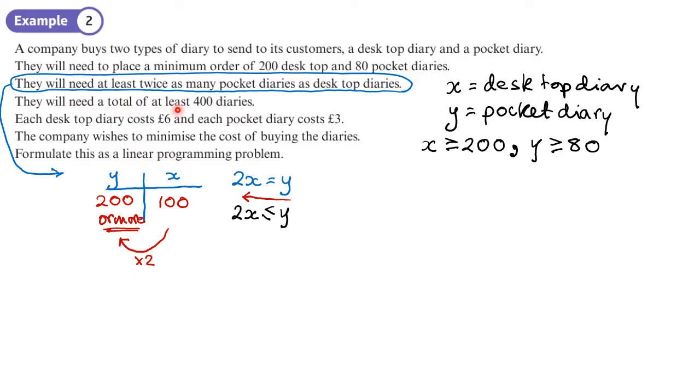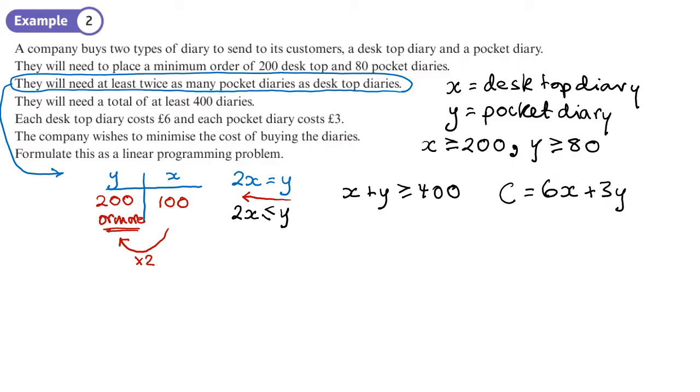Okay, next thing, they will need a total of at least 400 diaries. So the total number of diaries is going to be x plus y, and it needs to be at least 400, so 400 or more. We move on to the next line. Each desktop diary costs £6 and a pocket diary costs £3. Okay, they want to minimize their costs. So we'll have C for cost, and it's about minimizing this. And their costs are £6 for a desktop diary. So that's 6x plus £3 for a pocket diary. So that would be our objective function.